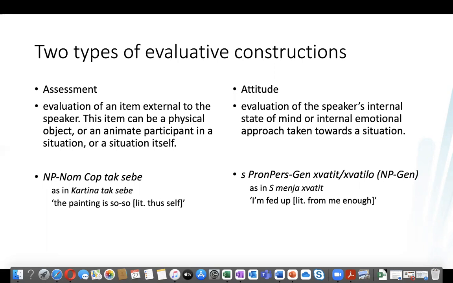So assessment would be something like "Kartina tak себе," that painting is so-so, as opposed to attitude, which is really like "Меня хватит," I'm really sick of this. I'm fed up. Okay.